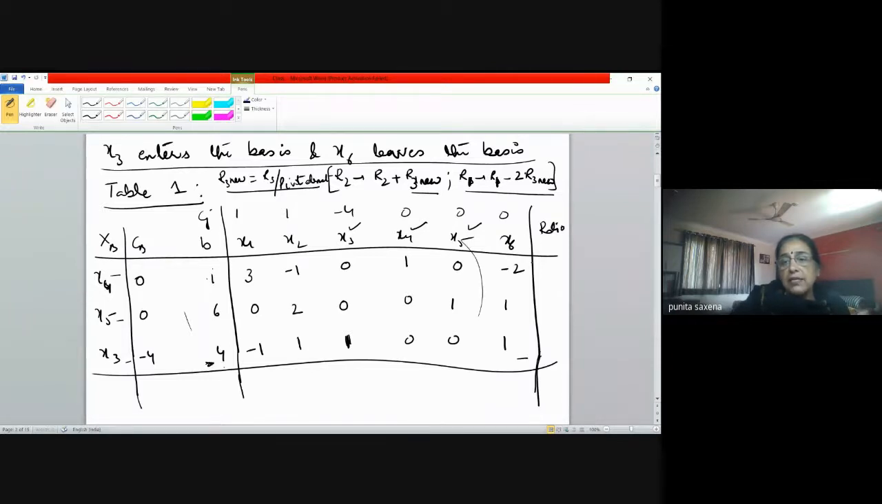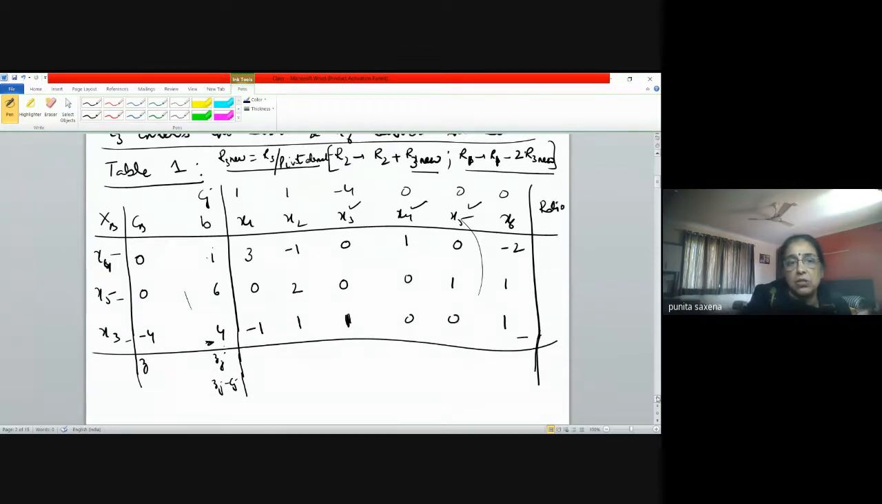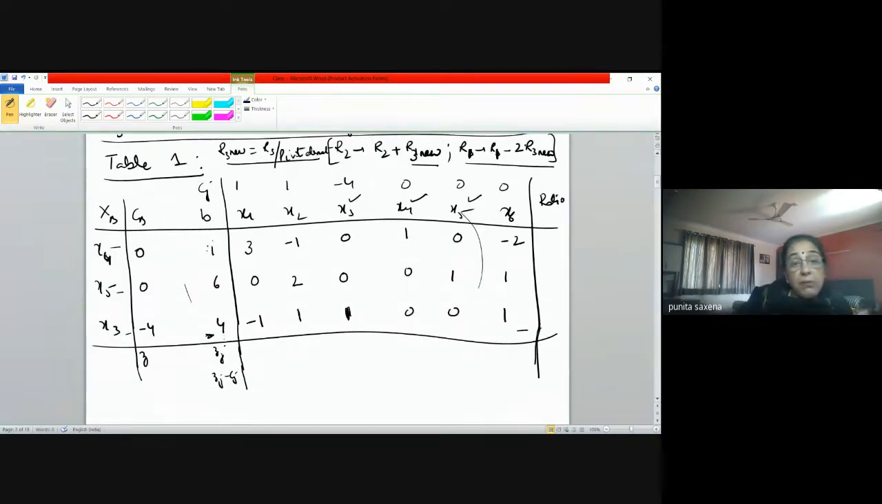So accordingly, X6 has changed. The column corresponding to X6 has changed now. Okay. So now again, we'll compute our Z, we'll compute our Zj, which will compute our Zj minus Cjs, and then see whether this solution is optimal or not. Okay. Now again, remember the formula.